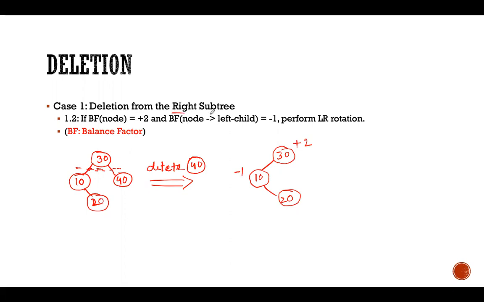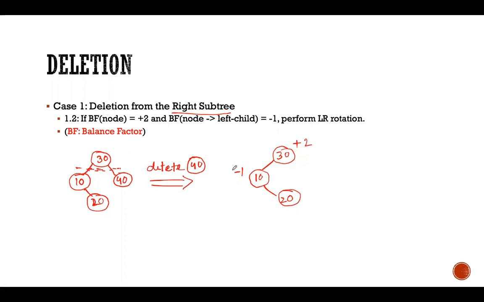So we are deleting from the right subtree, so the left side will get heavier. We are checking the condition: the node that gets unbalanced will have a balance factor of either +2 or -2. If this gets unbalanced, it is going to be either +2 or -2. So we are deleting from the right subtree and the left subtree gets heavier, so it will be +2.